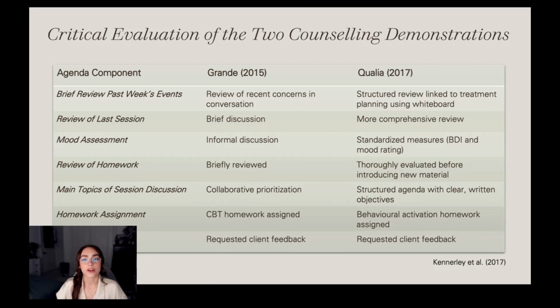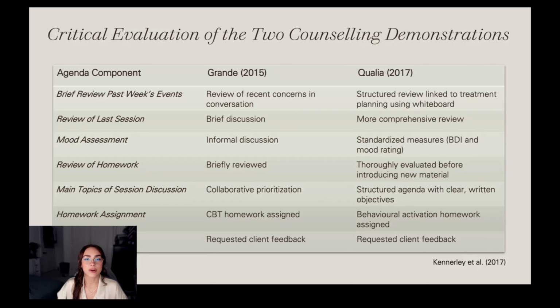Another difference involved homework. In the Grande demonstration, homework was discussed as a part of the ongoing conversation and connected to the client's identified priorities, including improving eating habits, sleep, and academic functioning. In contrast, the Qualia counselor conducted a more systematic review by introducing new material and concluded the session by collaboratively developing a behavioral activation assignment that was directly linked to the client's depressive symptoms. This is demonstrated when the counselor asked the client to schedule and complete an activity schedule before the next session, explaining how increasing engagement in rewarding behaviors could improve mood and reduce depressive symptoms.